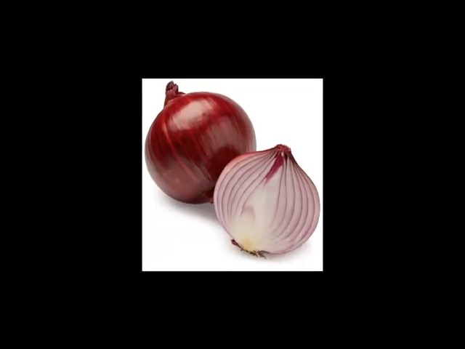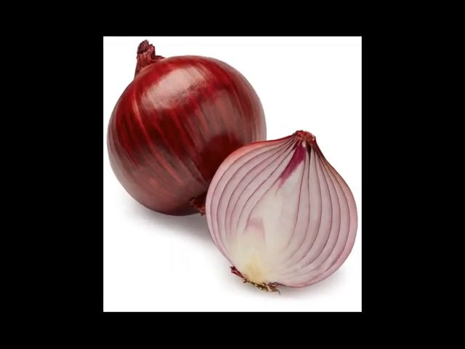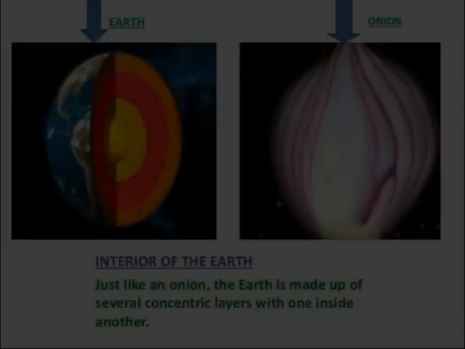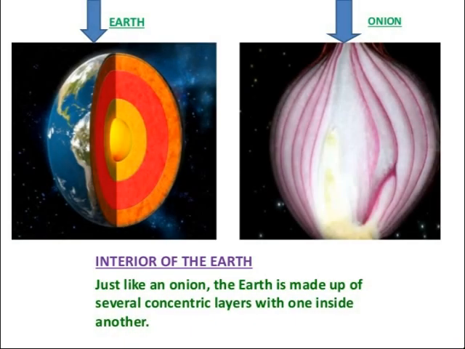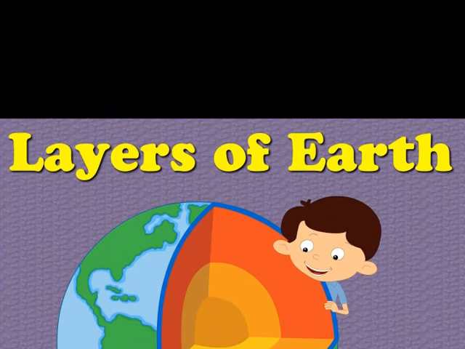I'm sure that all of you are familiar with this object. Have you seen the interior part of an onion? It consists of many layers, right? Just like an onion, Earth is made up of many concentric layers, one inside another. These layers get more and more dense the closer to the center of the Earth you get. So, let's look into the layers of our Earth.